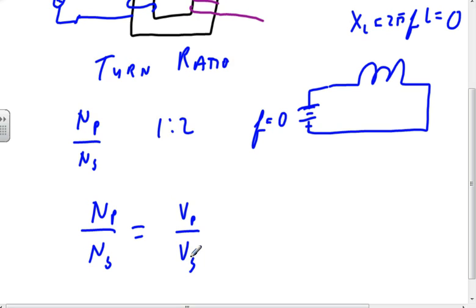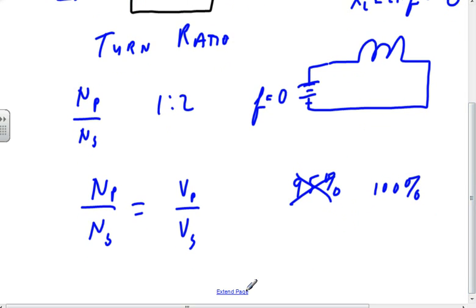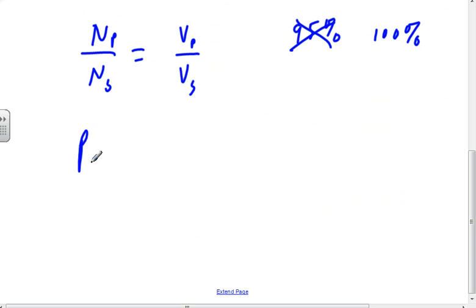So I could have a step-down transformer. I could be going from 4,000 volts to 120 volts. I would do that by a turn ratio. Normal transformers are greater than 95% efficient, so we normally just say that's close enough to 100 and don't worry about it. So the power on the primary side is going to equal the power on the secondary side.